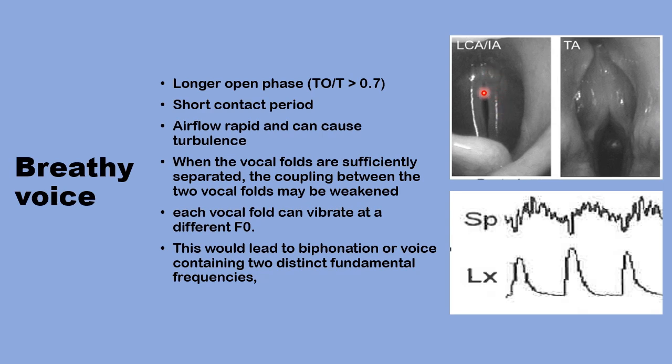There will be an open phase during phonation that is a little bit longer than it should be. It shouldn't be more than 70% of the whole cycle, but if there is a persistent gap due to weakness of any of these three muscles, then the air would tend to escape through this gap with a longer opening phase and a shorter contact phase.